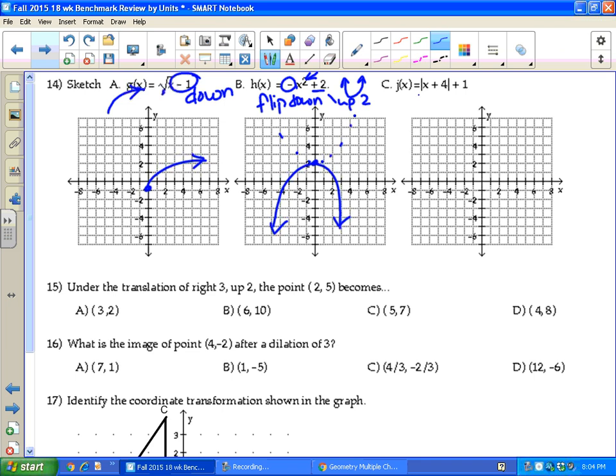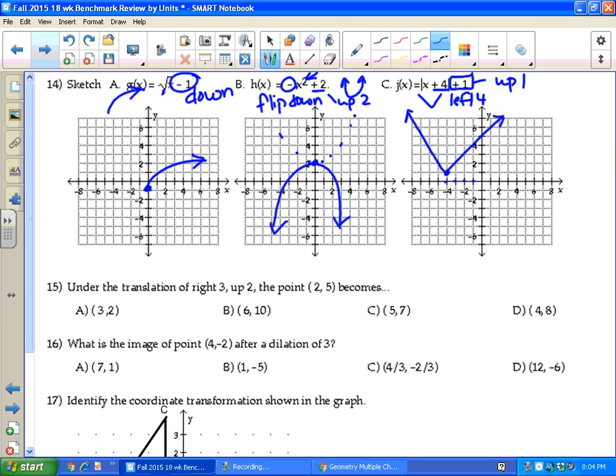This is my V-shaped graph. The plus 4 on the inside makes it go not to positive 4, but actually opposite to negative 4, so it's going to go left 4. And the plus 1 on the outside means it's going to go up 1 unit. So I go left 4, 1, 2, 3, 4, up 1, that's actually my starting point, and the V-shaped graph does not get flipped down, so it goes up like that.